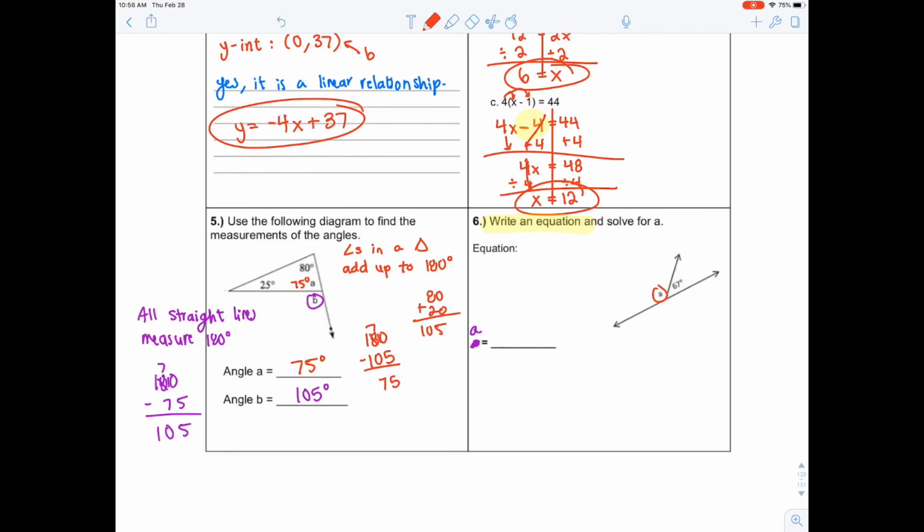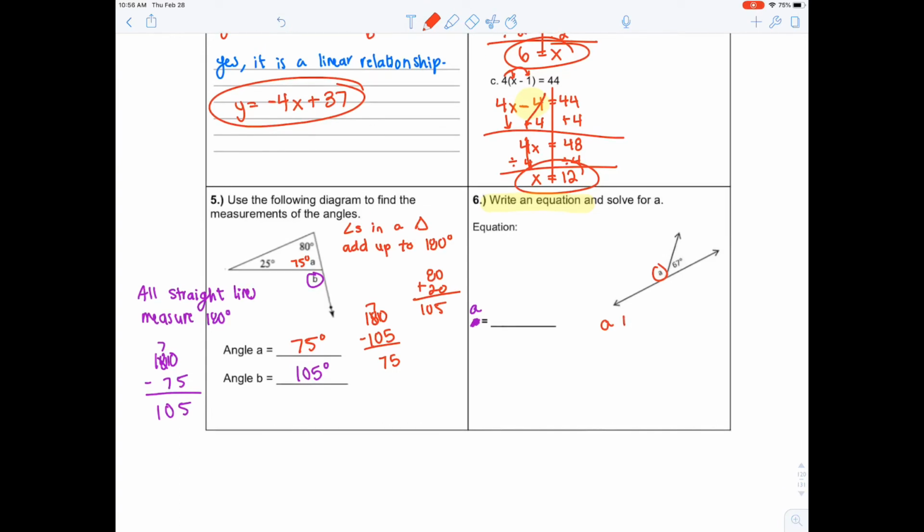So what would happen if I add A and 67 degrees? What should that equal? If it's a straight line, it should equal 180 degrees. There's my equation. So I got that. Now let's solve my equation. I'm going to subtract 67 from both sides.